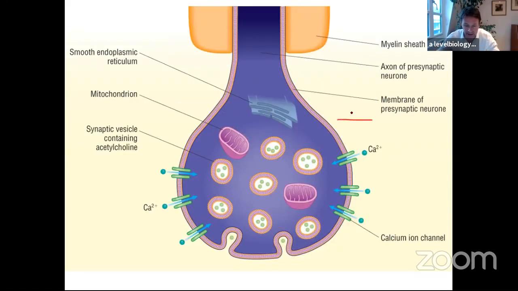So arrival of the action potential opens the voltage gated calcium channels, in come the calciums, which cause the vesicles, which are spheres of cell membrane, to move to the presynaptic membrane. They become part of the presynaptic membrane, and that releases the neurotransmitter into the synapse, and then the neurotransmitter molecules diffuse across the synapse and bind to the postsynaptic receptors.